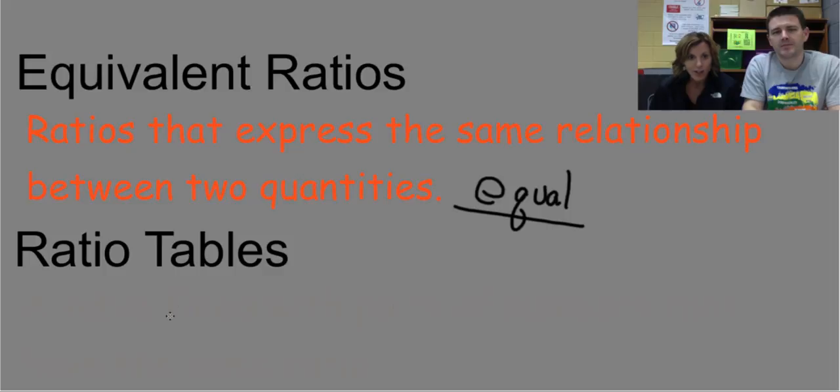Ratio tables are something. I was trying to figure out if my E was backwards or not. It was bothering me because it was so bad. It does look like a 2-year-old.